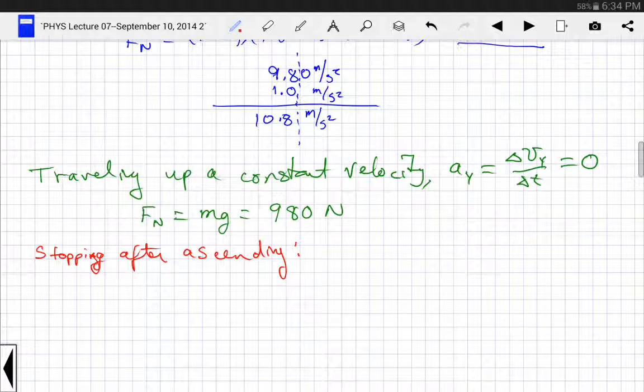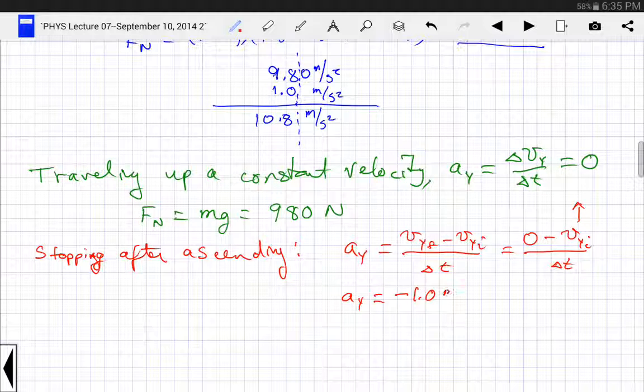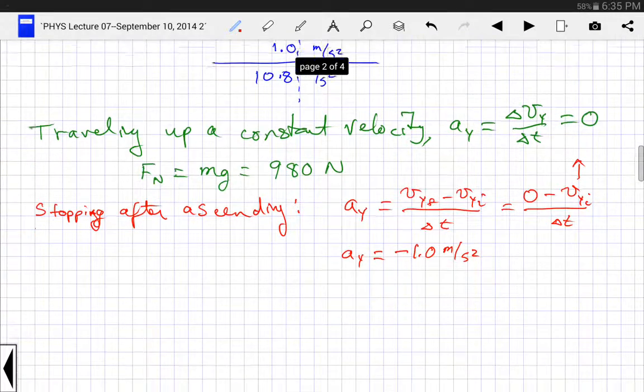Now in this case, he's been moving up, so his velocity is upward. But he's stopping, so the acceleration in the y direction, which is going to be Vy final minus Vy initial over delta t, the Vy final is 0 minus the Vy initial, which was upward, divided by delta t. Minus up means it's going to be in the downward direction. So acceleration in the y direction is equal to minus 1.0 meters per second squared.